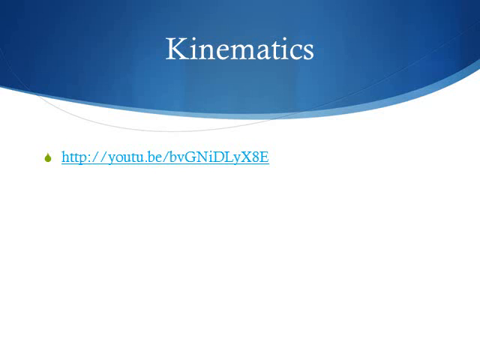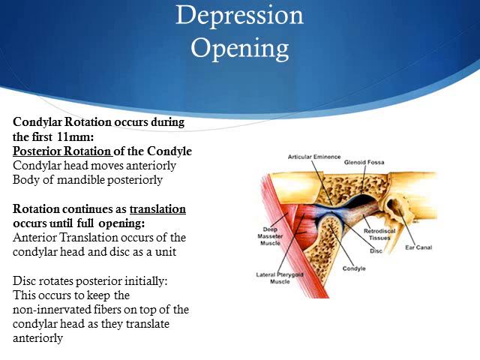Here is a video showing you the kinematics of the TMJ. The kinematics of opening. During the initiation of opening, posterior rotation of the condyle occurs. The condylar head is moving anteriorly, but the body of the mandible is moving posteriorly. Rotation will continue as translation occurs during the rest of the range of motion during opening. Anterior translation occurs of the condylar head and the disc as a unit.